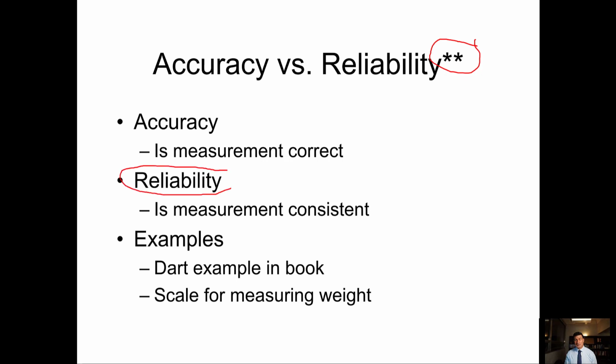We need reliability before we can have accuracy. We have to be in the same spot all the time before we can have accuracy, because if we're hitting the middle once in a great while, it doesn't really mean anything. We never know where we're going to be on the dartboard because we don't have reliability. So reliability is the foundation, and then we want it to be accurate as well.